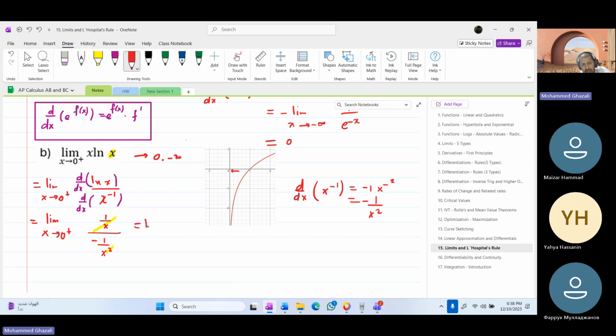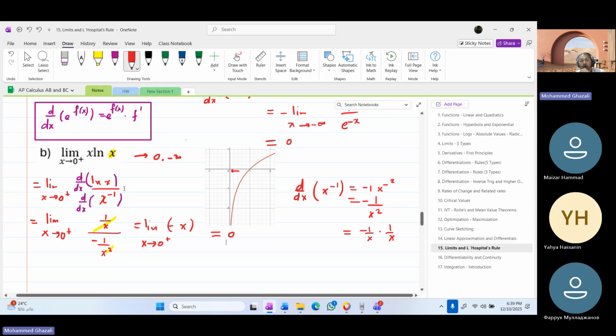So you are left with the limit of -1 over x squared. It's -1 over x times 1 over x, so you just get negative x. The limit as x approaches 0 from the right of -x. Now if you substitute 0 here, what's the answer? 0. So what is my basic argument here? The basic argument is you can't always say that 0 times negative infinity is 0. That's why we say it's an indeterminate form, and we use L'Hopital's rule.